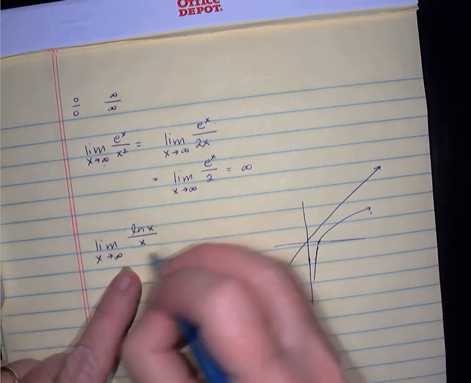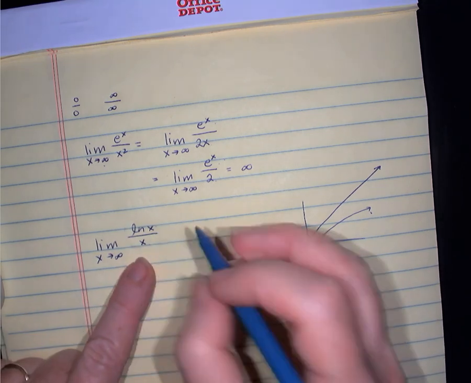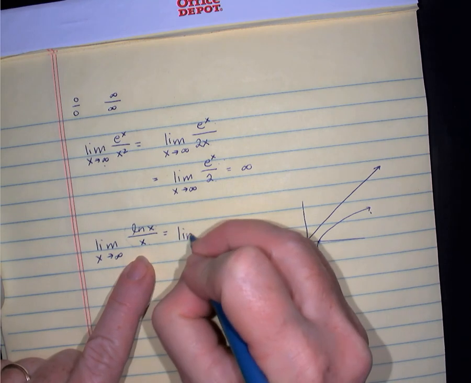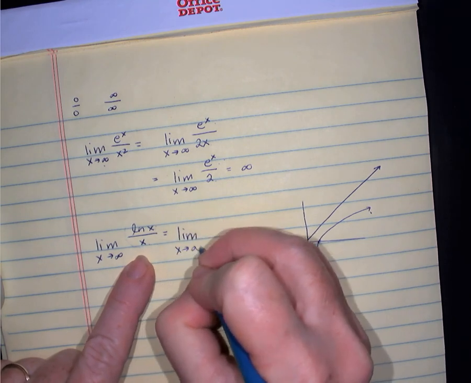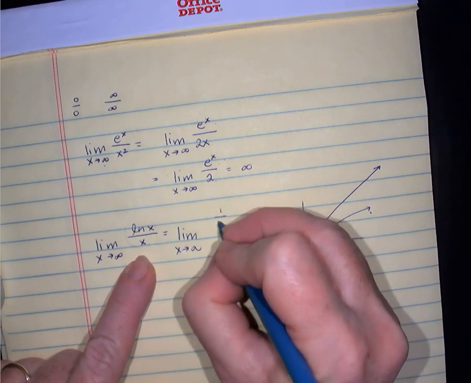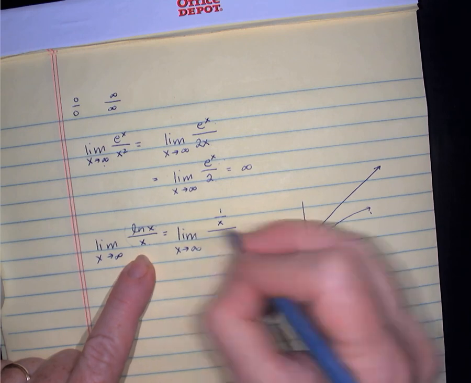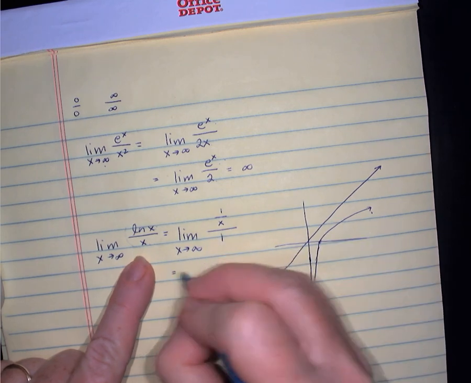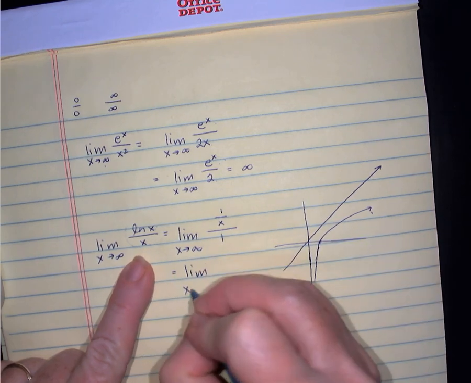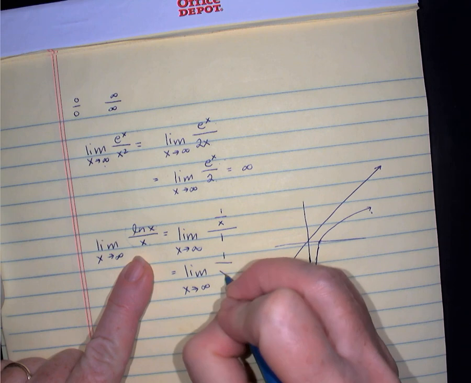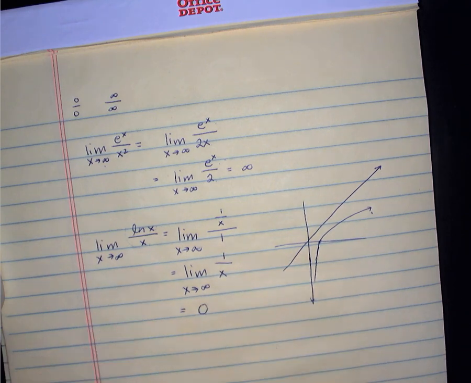Let's use L'Hopital's rule, because right now we have infinity over infinity. So we have the limit as x approaches infinity. The derivative of ln x is just 1 over x. The derivative of x is just 1. So really we're just looking for the limit as x approaches infinity of 1 over x. And sure enough, that's going to be equal to 0, as we would have expected.